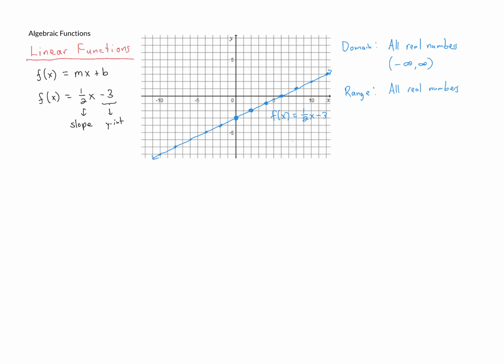And that's going to be true for all linear functions unless the slope is 0. If the slope is 0, we have a horizontal line, and the range is just that number. But that's a special case. If there's no x term here, then really that is just a constant function. And so if it's a constant function, the range is just that constant. But otherwise, if it's a linear function, the range is going to be all real numbers.